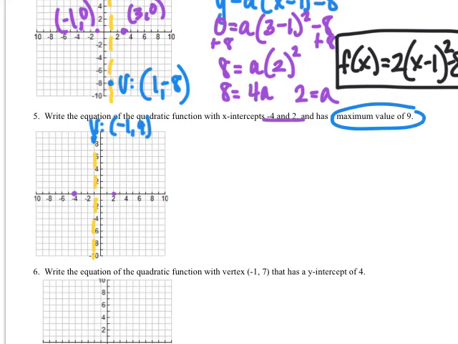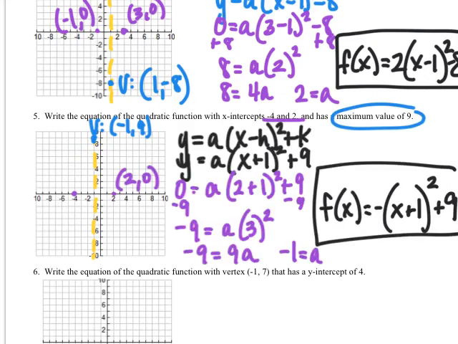So if you didn't get that part, go ahead and fix anything you did, and then pause the video again and write the equation of the parabola. Alright, so there's my answer. f of x equals -1 times (x plus 1) squared plus 9.